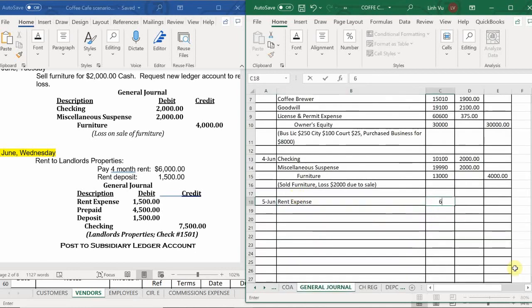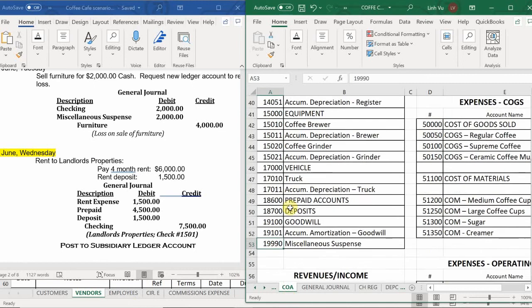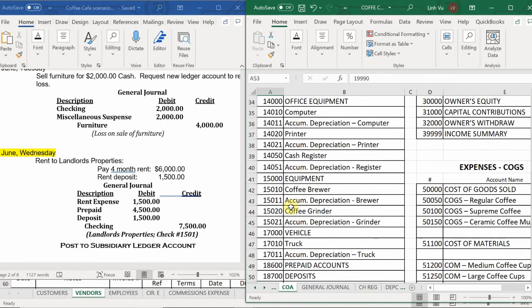$62,000. And we know it's for a total of $1,500. Okay. Next is going to be a prepaid. Okay, let's go take a look at our chart of accounts if we have something that is prepaid.